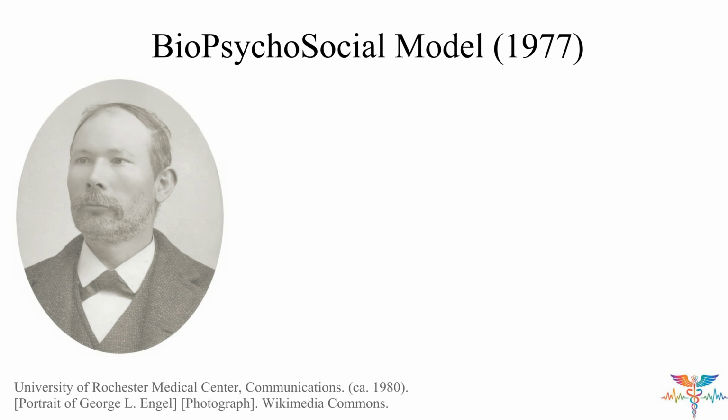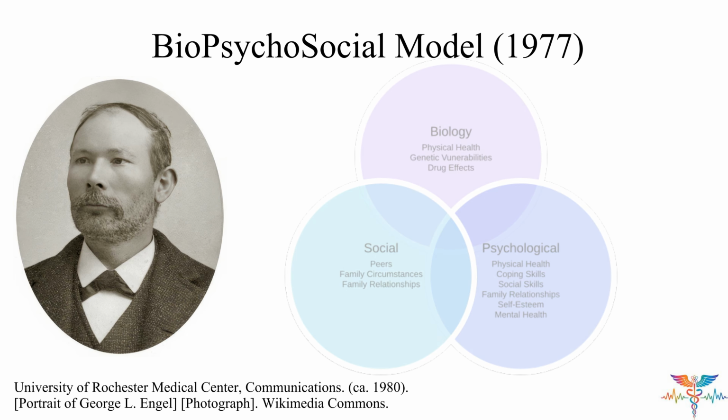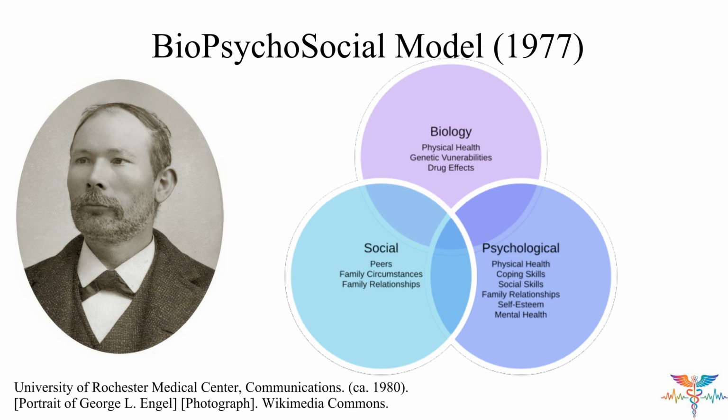The biopsychosocial model of 1977. This is proposed by George Engel. The model integrates biological, psychological, and social factors to understand health and illness. I really like this one. This guy was awful close.